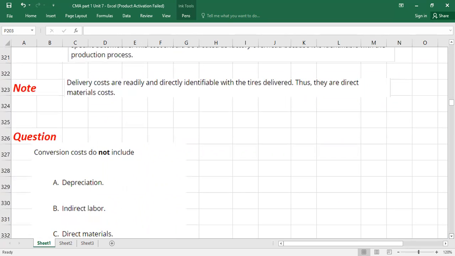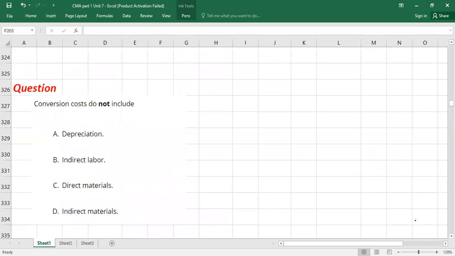Read one more question. It is easier. Conversion costs do not include what? Conversion means what? Conversion includes labor cost and overhead cost. This is called conversion. They're asking which will not be part of conversion, right?